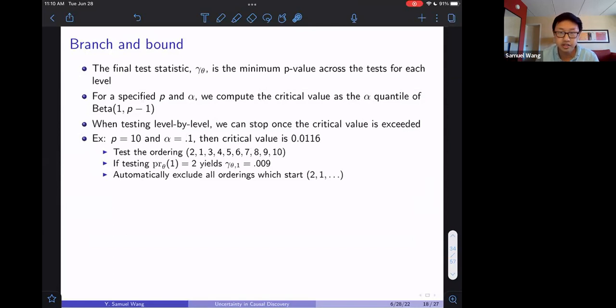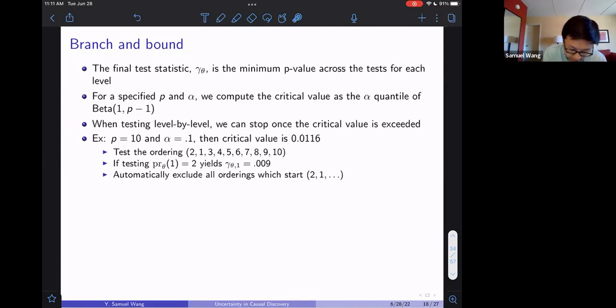So the final test statistic that we're using, gamma theta, is the minimum p-value across the tests for each level. But for a pre-specified p, which is the number of variables I've observed, and alpha, we can compute the critical value as the alpha quantile of a beta(1, p minus 1). And so when we're testing level by level, we can actually stop once the critical value is exceeded.